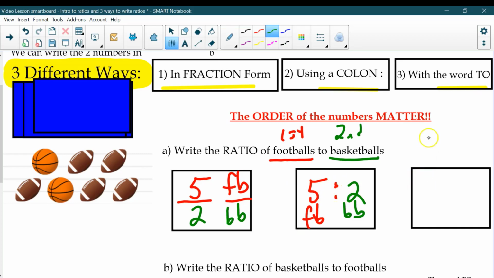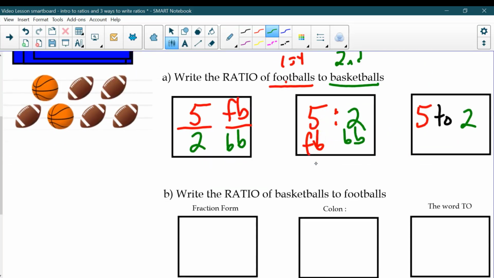And now a third way, using the word "to" instead of the colon. So again, footballs is first, the number of footballs is 5. Then we're going to write the word "to," and then we'll write how many basketballs. 5 to 2. And that's actually how you say all of these relationships. 5 to 2, 5 to 2, and of course 5 to 2.